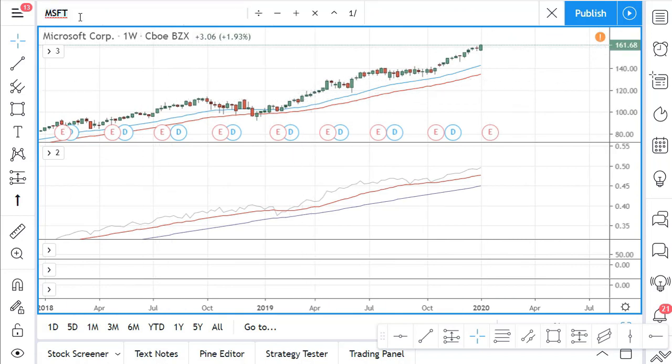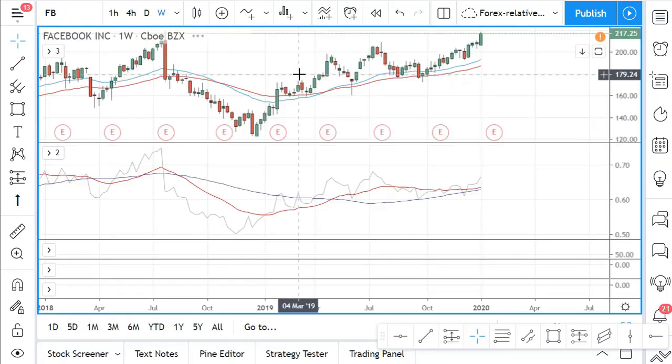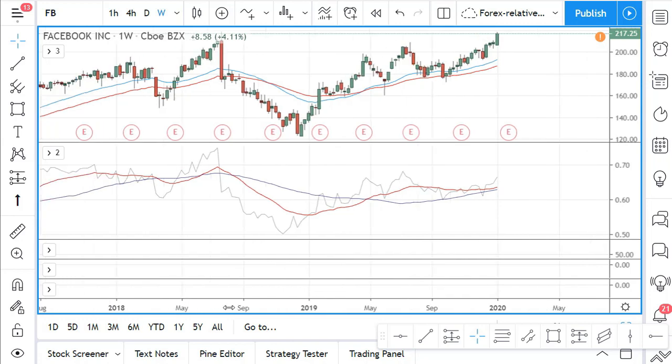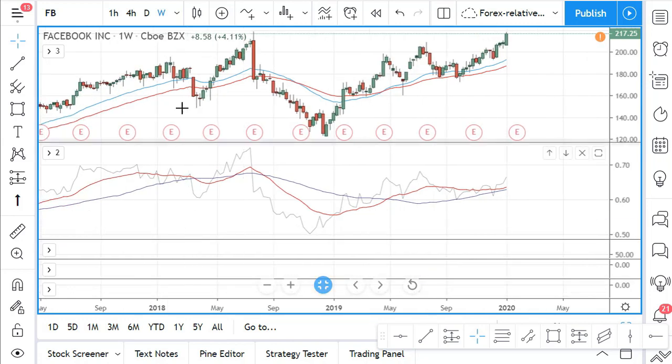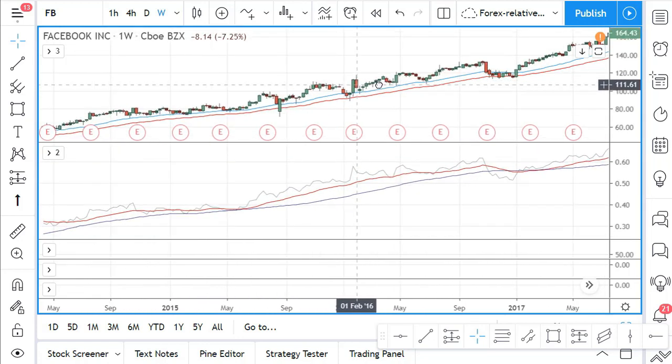But let's have a look at another, because this is a trending stock, and that is always easy to find, and every indicator can look good on a trending stock. But what about Facebook here? That is a bit more messy. Not that Facebook hasn't been a good stock to own.